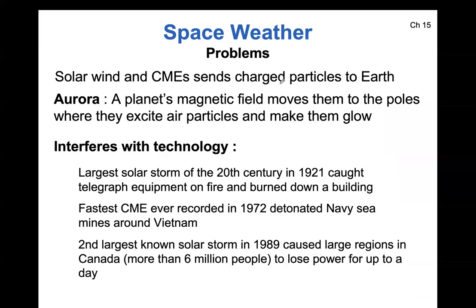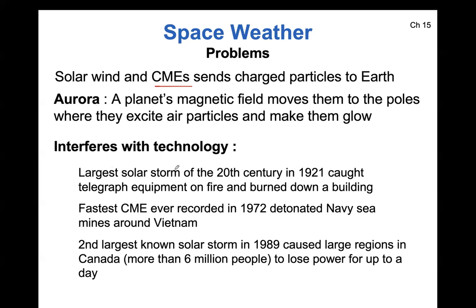All right. So a bit of a summary about space weather. Solar wind and coronal mass ejections send charged particles to Earth. The auroras, right, a planet's magnetic field moves them to the poles, where they excite air particles and make them glow. Well, is that it? Is it just a pretty glow? Well, not entirely. The biggest solar wind events, which are generally going to be an uptick because of a coronal mass ejection, or some relation to a coronal hole, are going to lead to big storms.